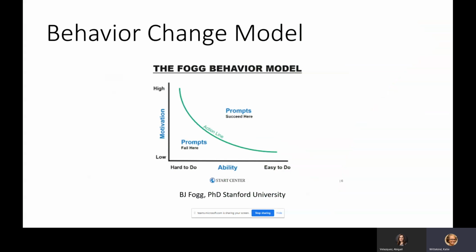And on the other end of the scale, maybe something is super easy to do, but if I have 0 motivation to do it, again, it is unlikely to happen, as you can see in this graph. But if we have something that's fairly easy to do, even if we have low motivation to do it, it can fall over that green action line and allow us to actually be successful in that behavior.